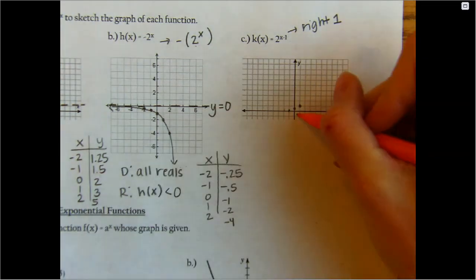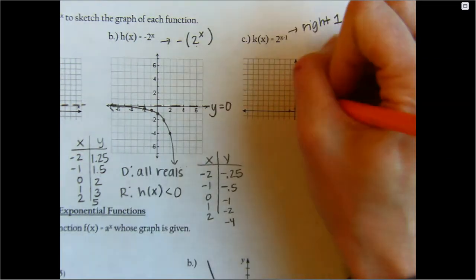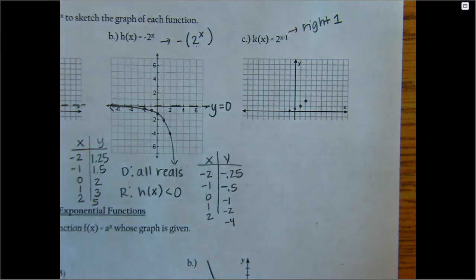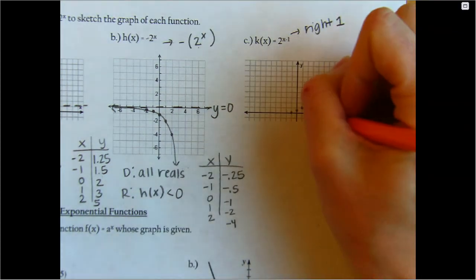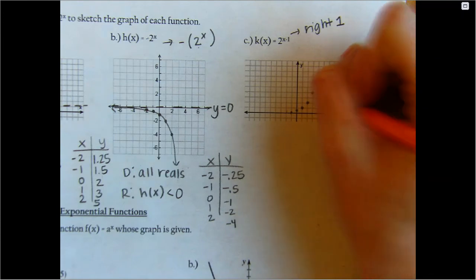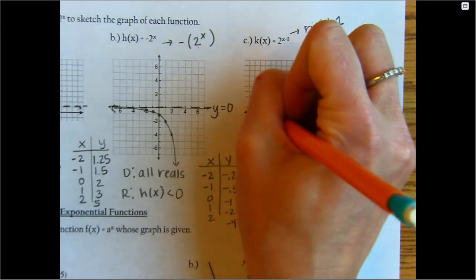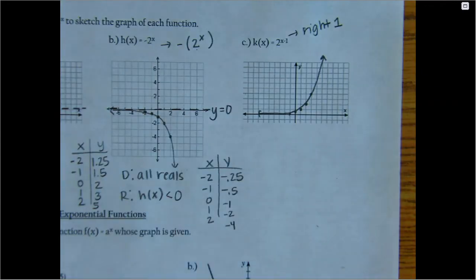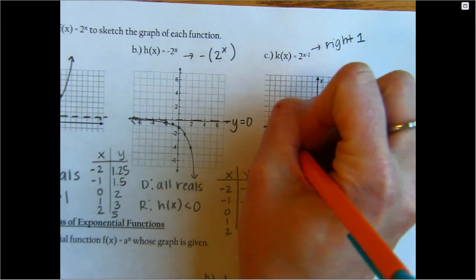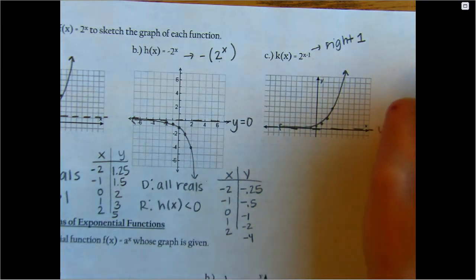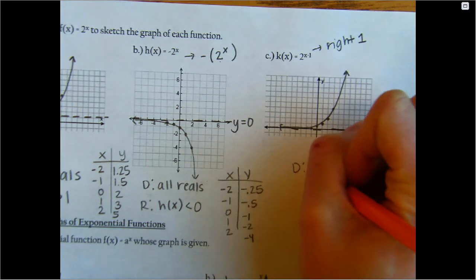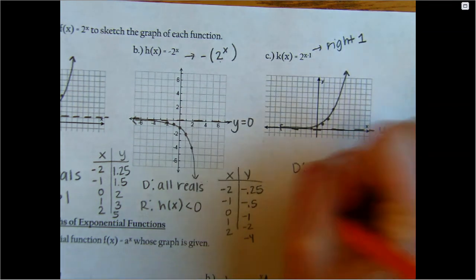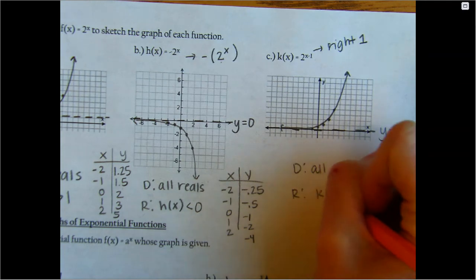2 to the 1st is 2. That's getting shifted right 1. Okay. 2 to the second is 4. That's getting shifted right 1. So you can either, again, make the table of values and draw your graph separately. I just kind of worked through that one using the transformation. Okay. Now here, because I'm not shifting it up or down, the asymptote stays the same. Domain stays the same. And in this case, range stays the same as well.